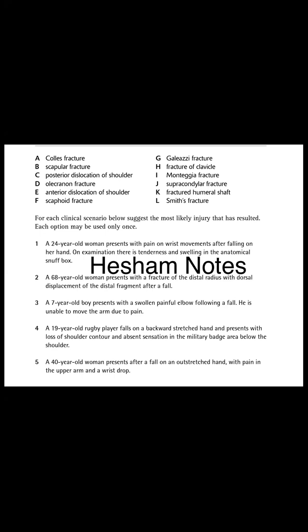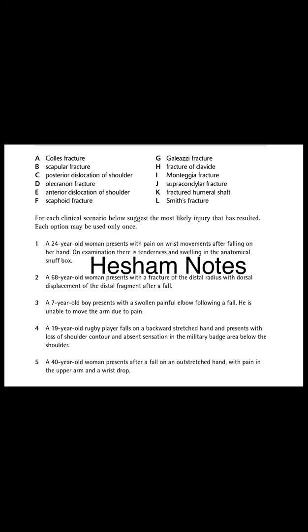Okay, anterior dislocation of the shoulder. Here is the loss of the axillary nerve, absent sensation of military patch area below the shoulder. This is axillary nerve injury due to anterior dislocation of the shoulder. So 4 is E. 5.